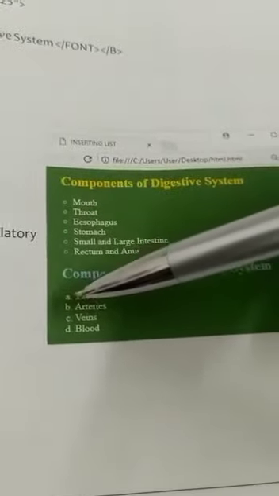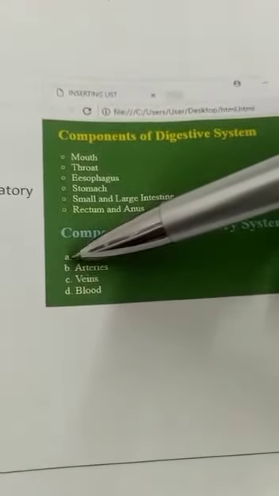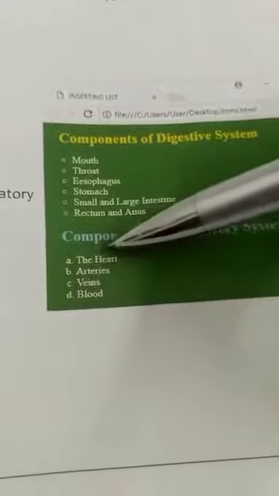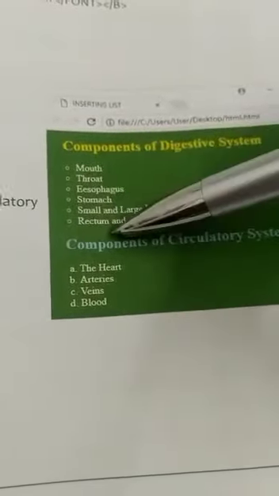See, for type we had written lowercase letters, so lowercase letters will start with A, B, C, D, color is white. Here type is equal to circle and color is white.